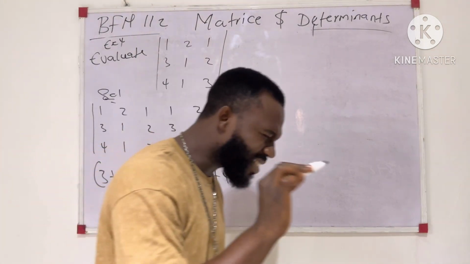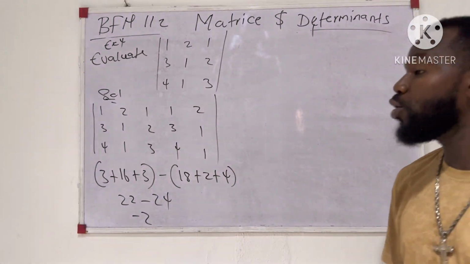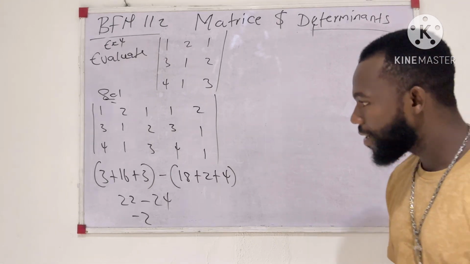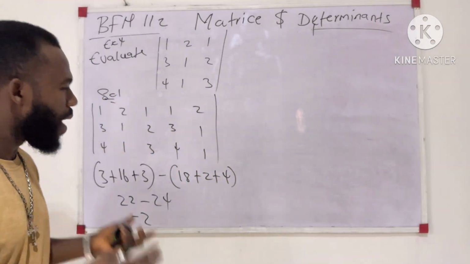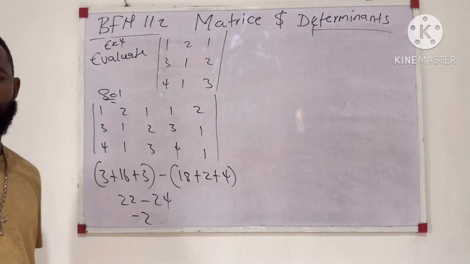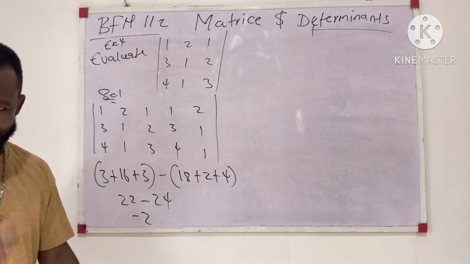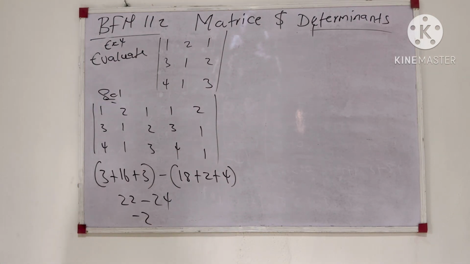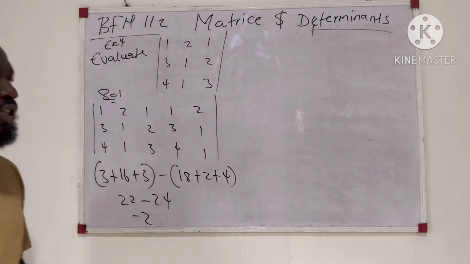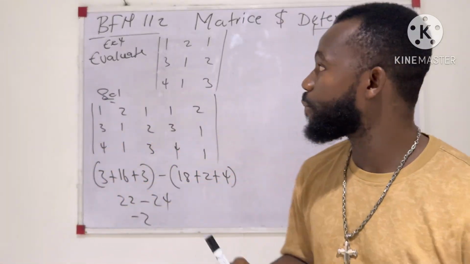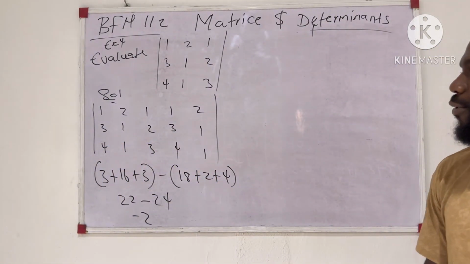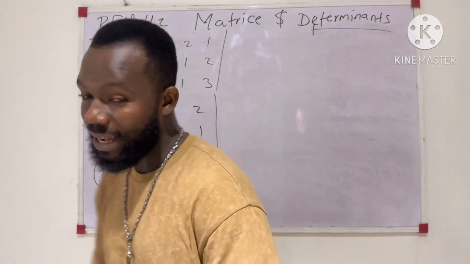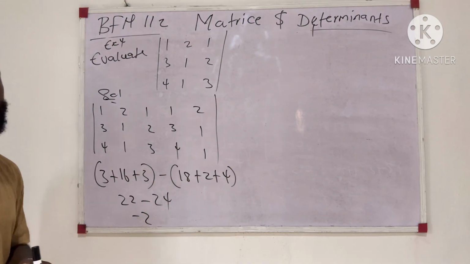Minus 2. Which was the same answer we got when we used the minor pattern in solving the same question. So you see, when that one fails you, this one should not fail you. When this one fails you, that one should be available. It is very important. Alright. So class, this is how you solve problems on 3 by 3 determinants.